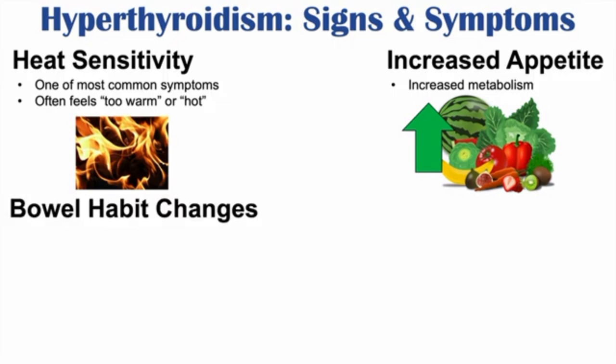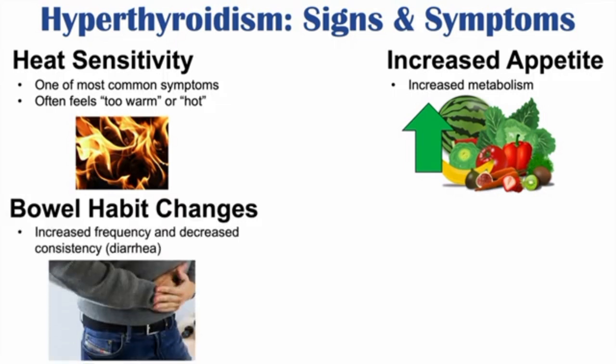We can also see bowel habit changes. So bowel habit changes, more specifically, increased frequency and decreased consistency of stools. So whatever the baseline level of bowel movements was for an individual, what they find is that if they have hyperthyroidism, they're going to have increased frequency of bowel movements. So you can imagine that the increased levels of thyroid hormones are going to increase the movement of the gastrointestinal system. So you can remember it by thinking like that.